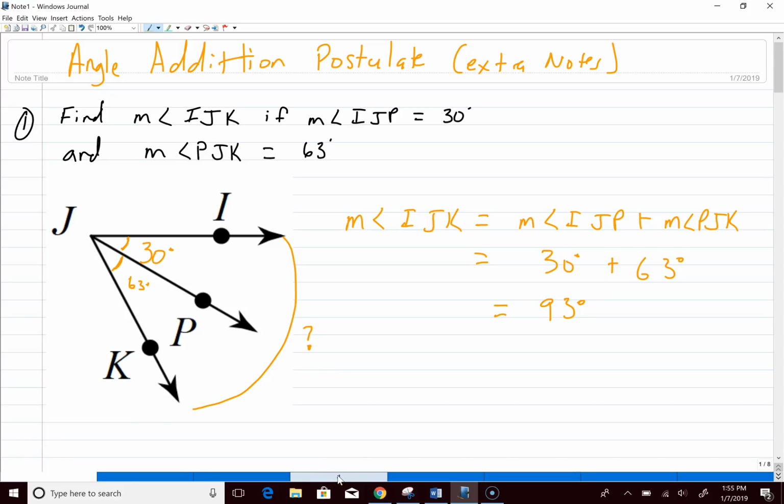Now, does that look like 93 degrees? No, the picture's not drawn to scale. You can get over it. You know what I mean? I'm just trying to make some questions here to help you on your assignment.